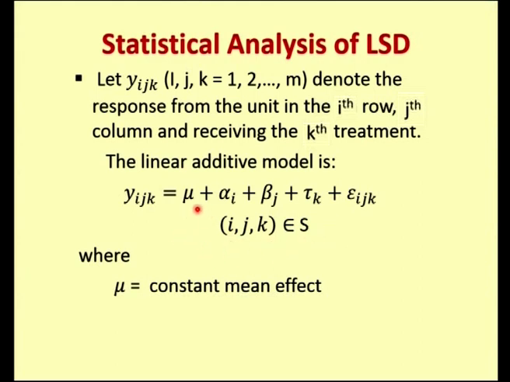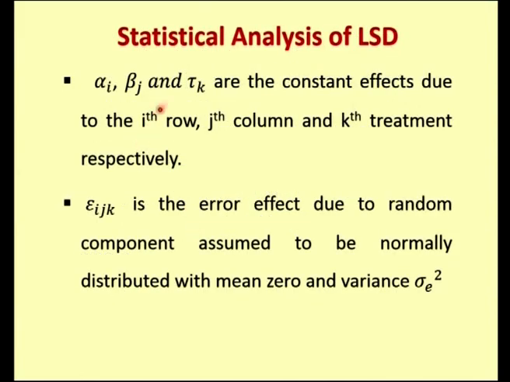So, here mu is nothing but the constant mean effect, and alpha i, beta j and tau k are the constant effects due to the ith row, jth column and kth treatment respectively. As usual, epsilon ijk is the error component, which is assumed to be normal with mean 0 and variance sigma squared.